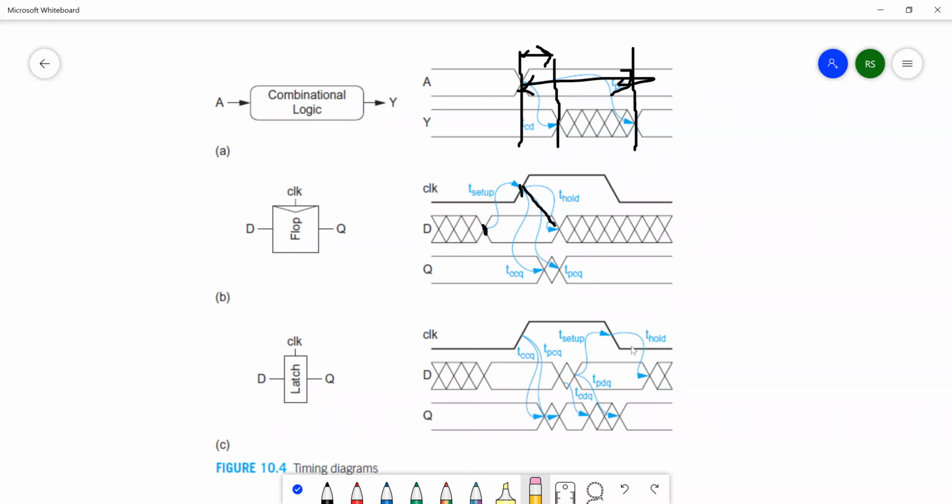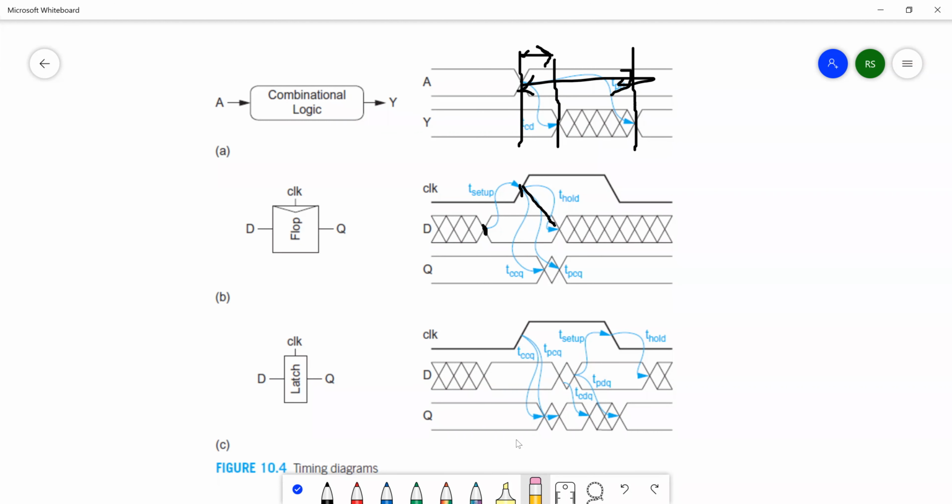Only thing is, because the latch is level sensitive, it can change in between, and we see those changes also here. Okay, that is in between when the D changes, D to Q contamination delay, D to Q propagation delay, because the latch is level sensitive. As long as the clock is high, those things can change. Okay, and these are all the definitions in terms of timing.